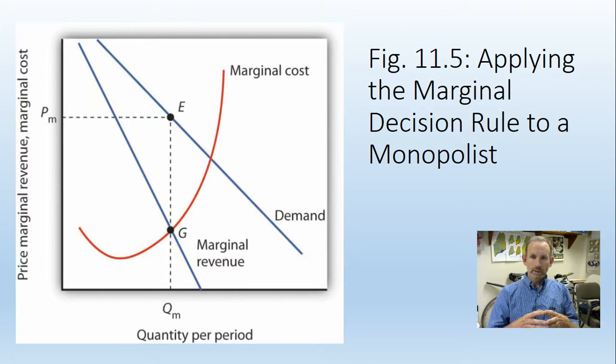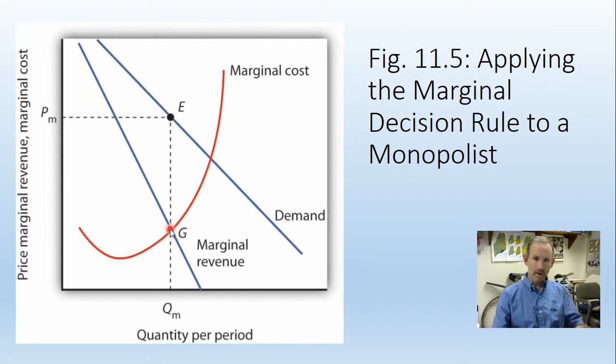So hopefully, if you haven't committed that to memory yet, do it now. Marginal decision rule is really important. It tells us that every business maximizes profit at the quantity where marginal costs and marginal revenue intersect. And in this case, that will be at point G. So that's the intersection of marginal cost and marginal revenue.